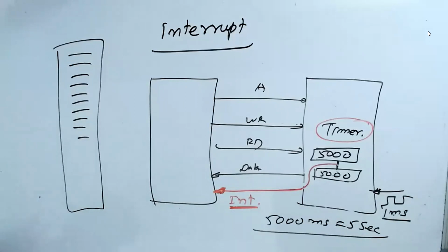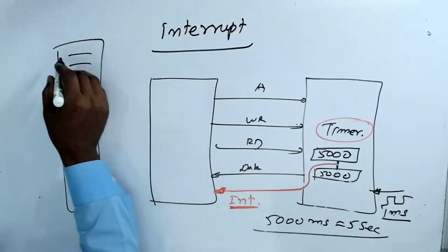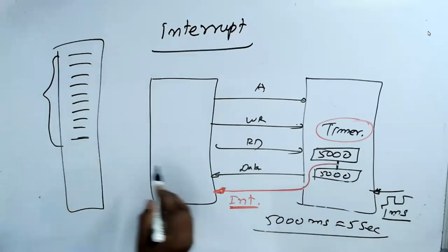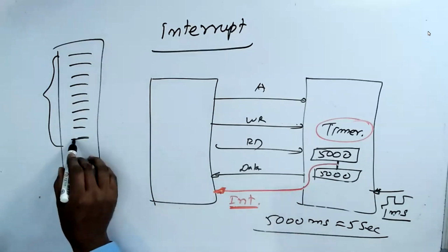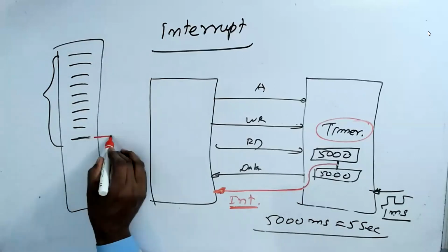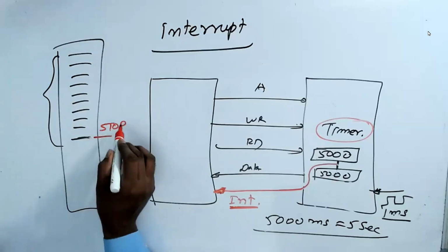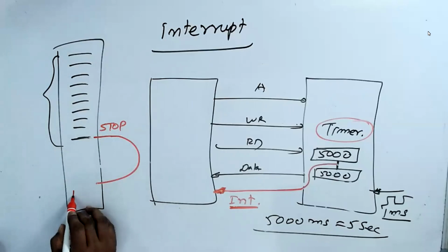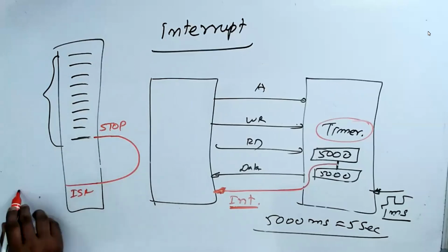That's a trick. You have 5 seconds. Now, within 5 seconds, you do a lot of instructions. And whenever this interrupt comes, you are here. Then you get stopped here. Stop. Then go back to the ISR. This is a timer ISR.